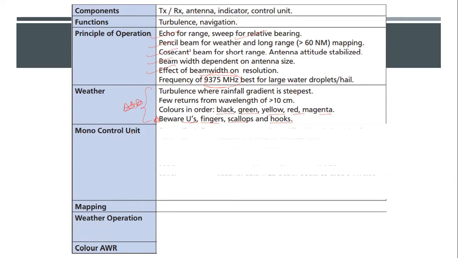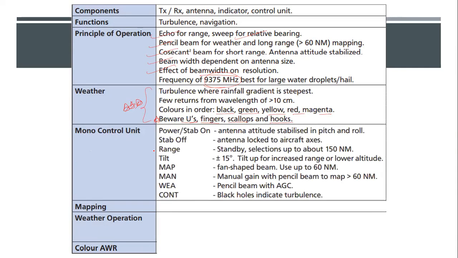Okay, then we have the control unit. I don't think I have to explain the control unit again. It's the same thing which I explained to you. Power on, power off button, stabilize button, range, tilt, map is to map. Man is to manually get the weather. Weather is for the contrast, the black holes indicating turbulence, or black and white screen.